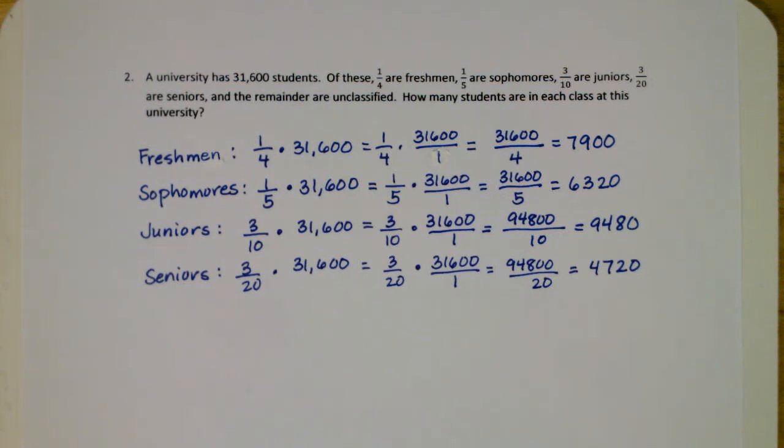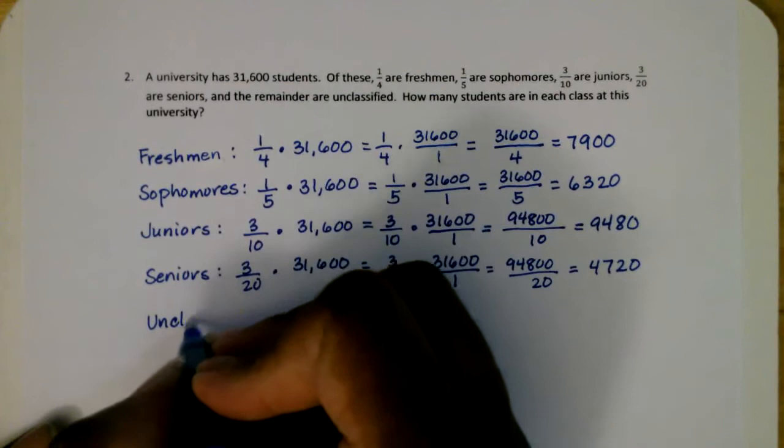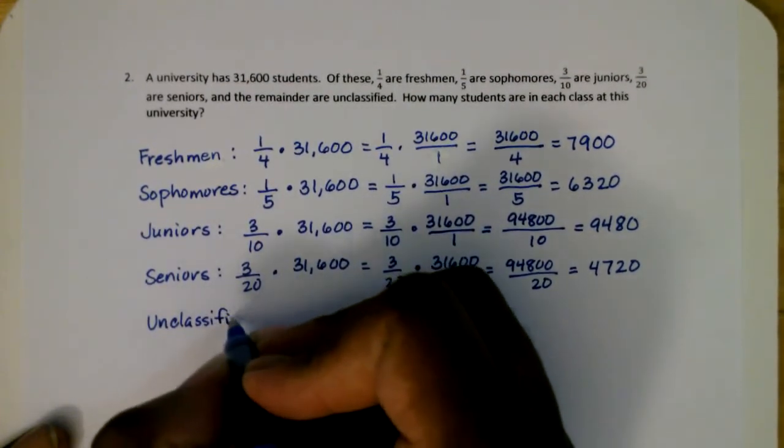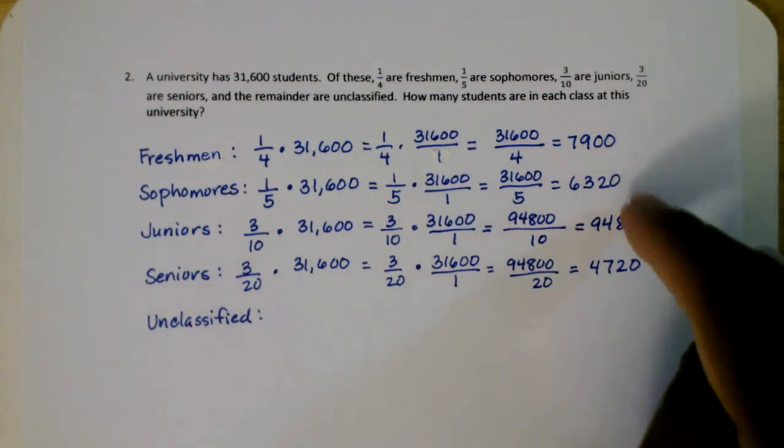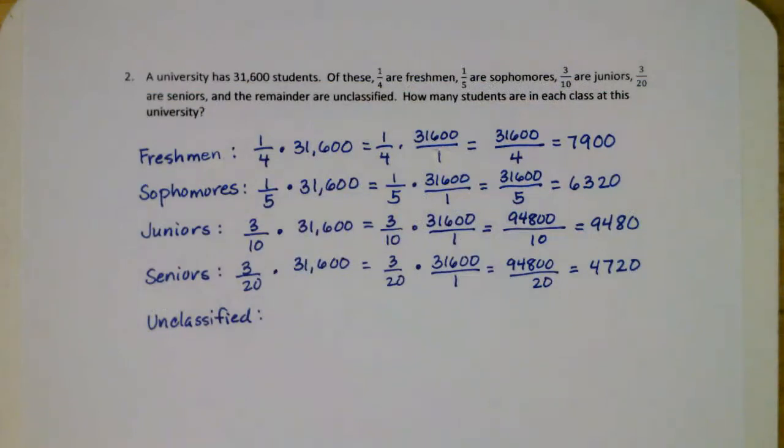And the remainder are unclassified. Now, the way we can find out the number that are unclassified, there are 2 ways you can do this: add up the fractions and then just subtract that from one whole, or you can add these numbers up and subtract that from the 31,600 to get your answer.